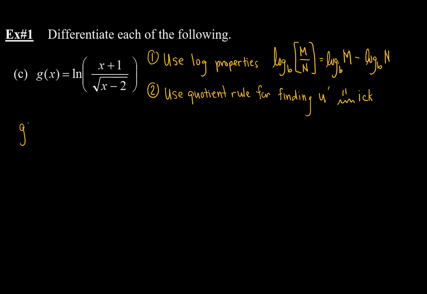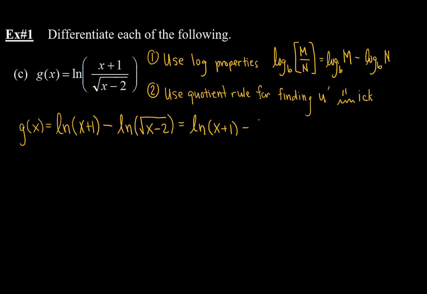So I'm going to first rewrite the regular function. So it becomes the natural log of x plus 1 minus the natural log of the square root of x minus 2. I'm actually going to use one more property because of that square root. Also, it saves me a little bit of time, saves me from having to use the chain rule. Keep in mind that the square root is the 1/2 power. And keep in mind that for logarithms, if you have a power, that comes down as a constant.